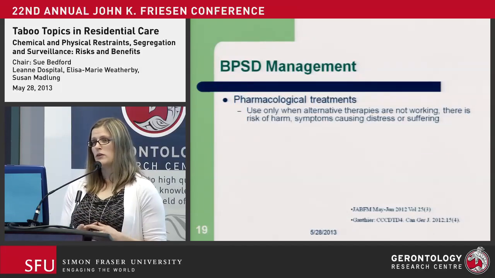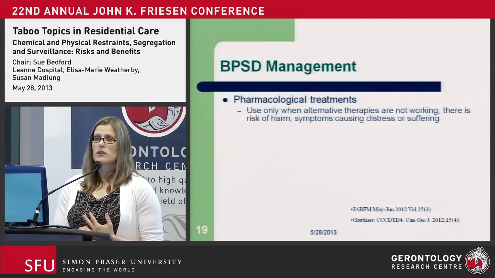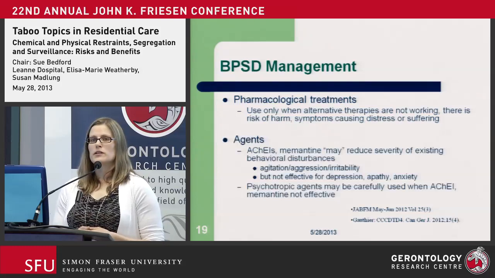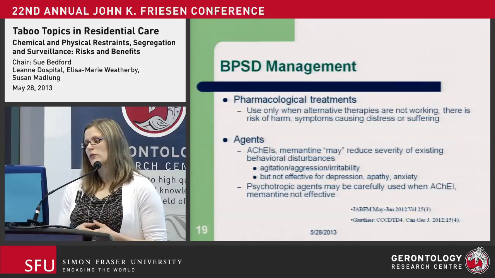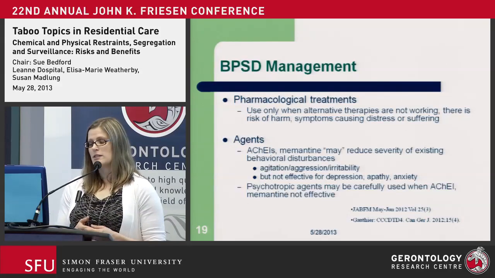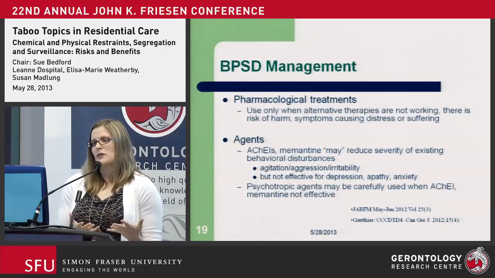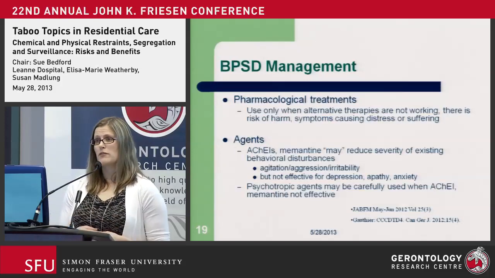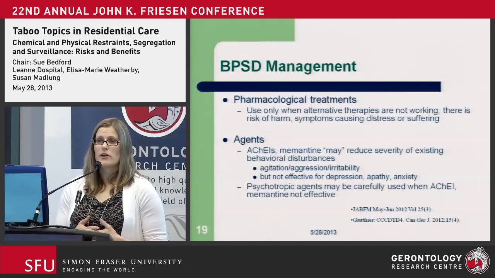So you really only want to be using the pharmacological treatments when you've exhausted all the other non-drug treatments. And when there's a risk of harm to the patient or others, and the symptoms are causing the patient's distress or suffering. So the agents that are out there that we're using are typically the cholinesterase inhibitors, things like memantine. Those actually may reduce the severity of existing behavioral disturbances, agitation, aggression, irritability, but they don't necessarily always help with depression, apathy, anxiety. So that's when you'll see patients not only on these agents, but the physician may also prescribe things like SSRIs or other antidepressant type medications.